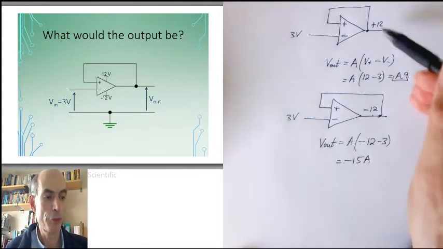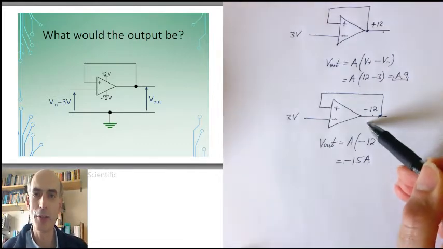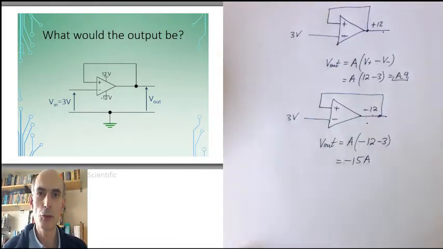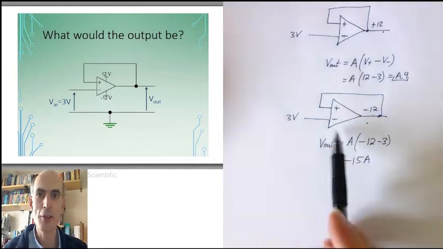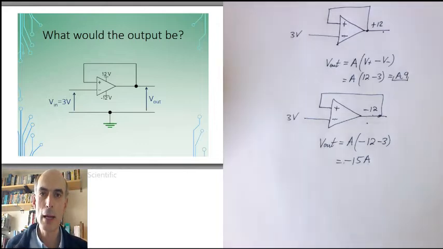So if the op-amp was in this state, it would stay there. And if the op-amp was in this state, it would stay there. It's got two stable positions to be in. And it's impossible to tell which one it is unless you know a lot more about the details of the internal structure of the op-amp and what happened in the circuit while you were turning it on.